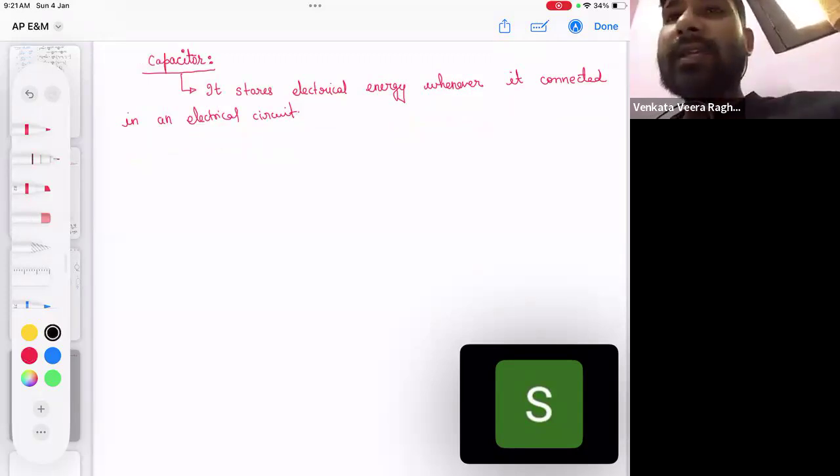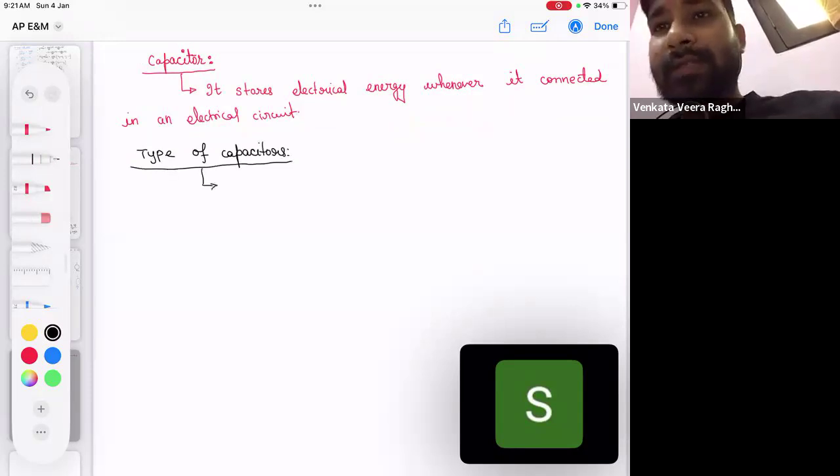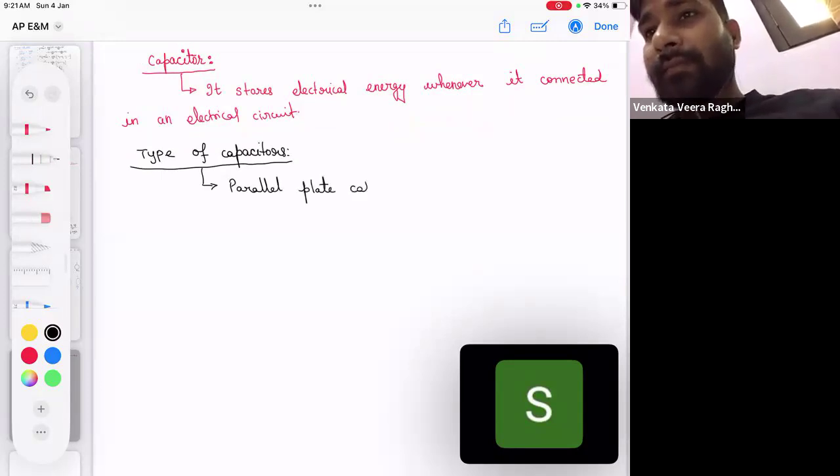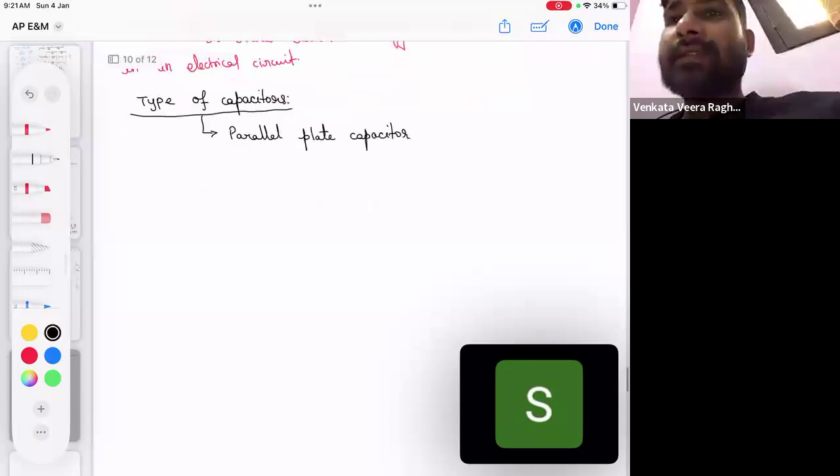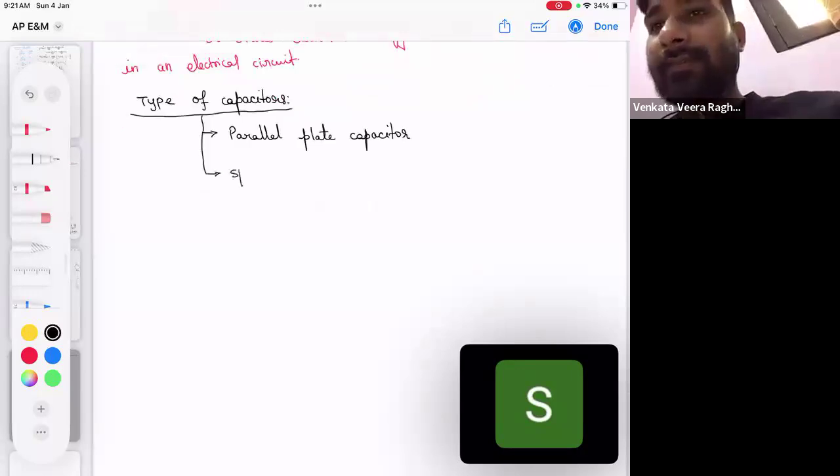Okay. How many types of capacitors do we have? Actually we have three types of capacitors. The first one is the parallel plate capacitor. Second one is a spherical capacitor. What is the difference in these capacitors? Can you tell me?